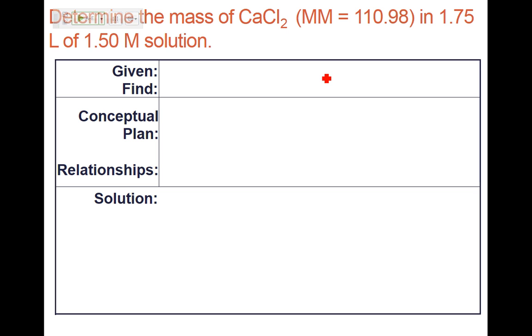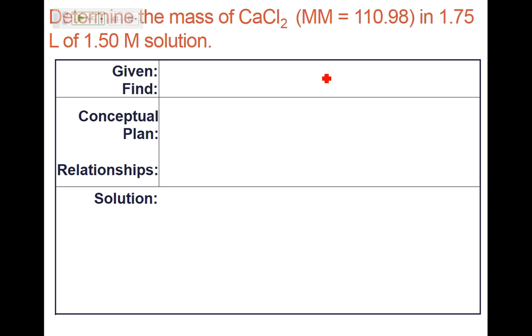Here's another example. In this case, I have 1.75 liters of a 1.50 molar solution of calcium chloride. I want to know how much calcium chloride I have. I'm told the volume I have, and I'm told my concentration. My concentration is that I have 1.50 moles of calcium chloride for every liter of solution. That's what my molarity tells me.